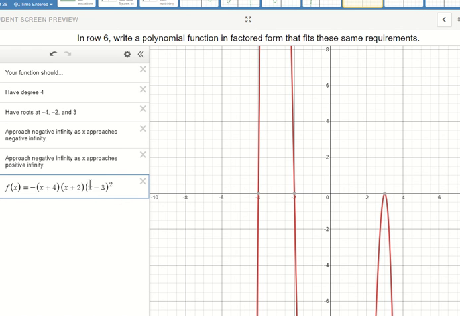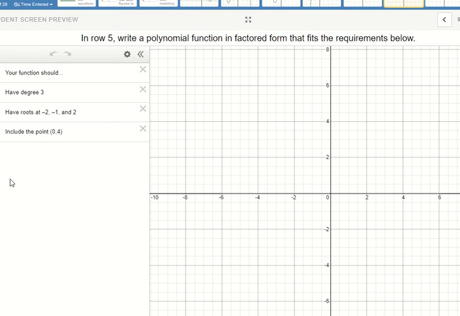So that'll do. You could put squared on any of these. You can put any number here. There are a lot of correct answers for this one. These ones have specific answers because they include a point.